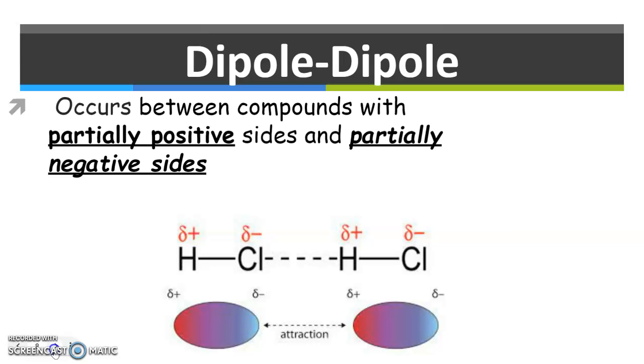So the other IMF that we're talking about today is a dipole-dipole, and this occurs between compounds with partially positive sides and partially negative sides. So like here we have hydrogen chloride, so that would be HCl. That would be one example of this. Remember, chlorine is very electronegative, and then we'll leave hydrogen partially positive. Remember, chlorine, he's a halogen. He's on the very right-hand side of the table, right before we get to the noble gases.